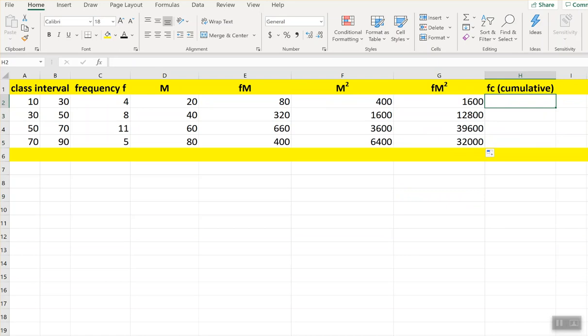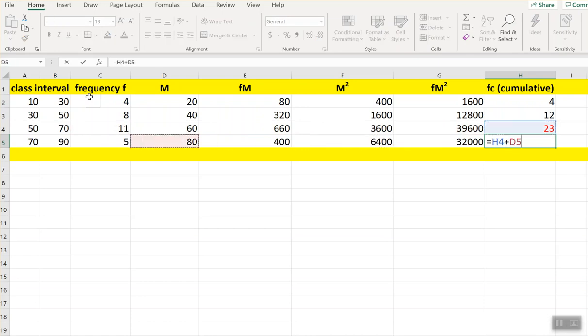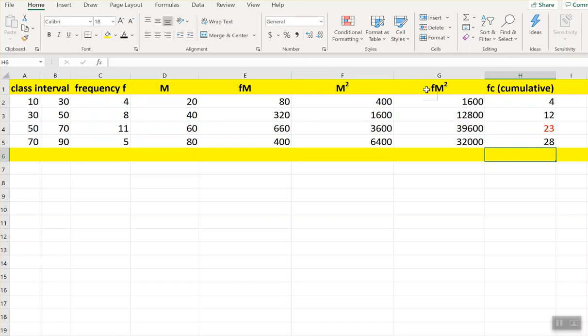The last column, I'm going to need that to calculate the approximate median. So this is called a cumulative frequency. So we start with 4. The next one is 4 plus 8. The next one is 12 plus 11. And the last one is 23 plus 5, all right, that's 28. So that's the cumulative frequency.